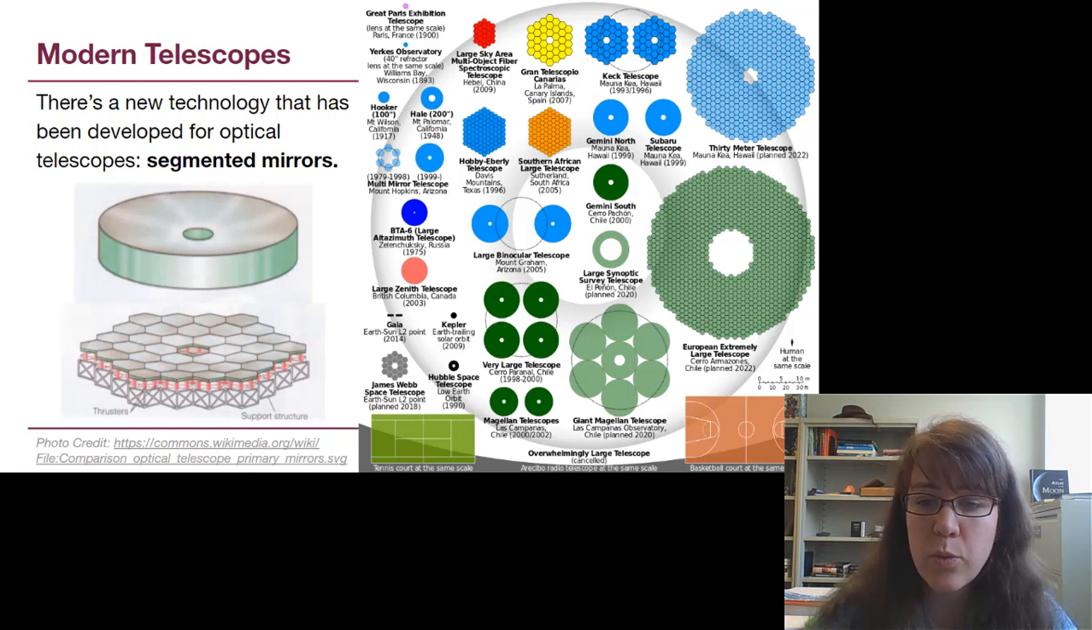On the right side of the screen we have a wide array of these segmented mirror telescopes as well as existing regular mirror telescopes, and in the upper left corner we have the very 2 largest refracting telescopes ever used in astronomy. So the Great Paris Exhibition Telescope, which was used for a short period of time, and the Yerkes Observatory, which we had on our slides previously. Now if we look at all of these different examples, we notice a couple of things.